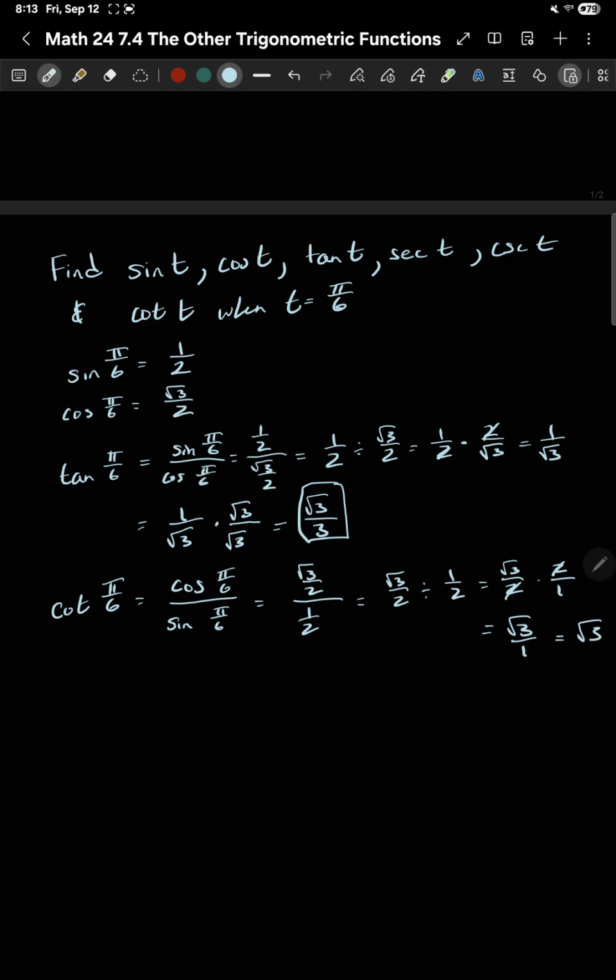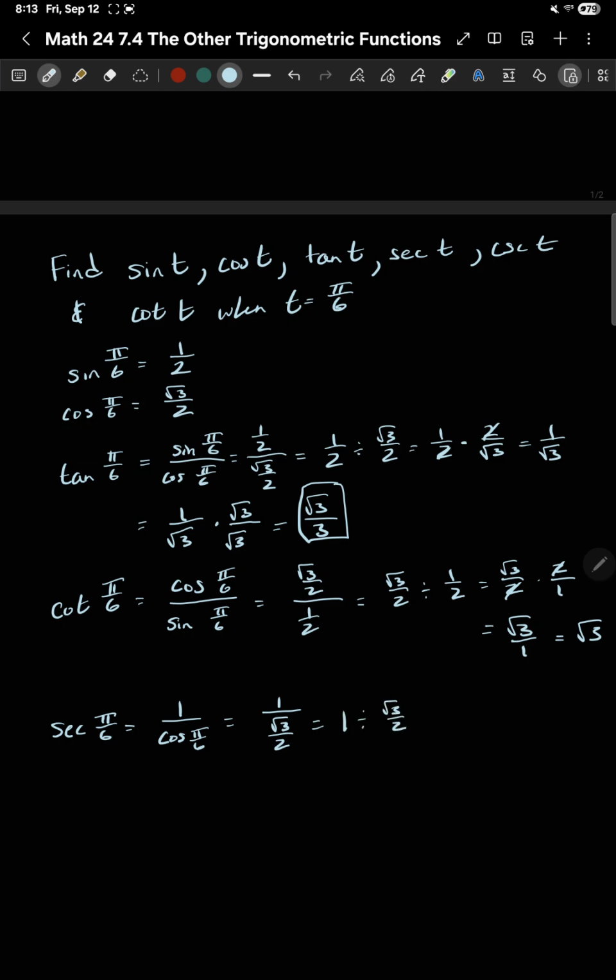Cool. So then let's do secant. Secant of pi over 6, that's equal to 1 over cosine of theta. Excuse me, not theta, but pi over 6. And that's equal to 1 divided by the square root of 3 over 2. So we don't like to divide fractions. We'd rather multiply by the reciprocal.